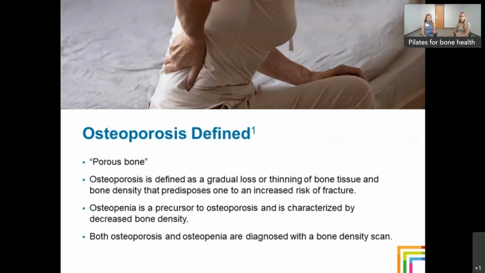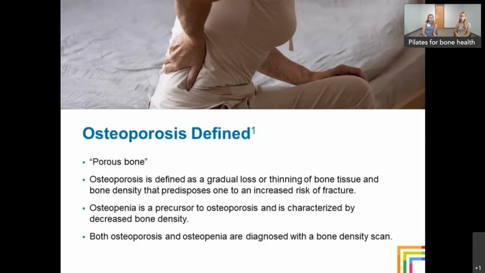So let's talk a little bit more about osteoporosis. Quite literally, osteoporosis means porous bone. It is defined as a gradual loss or thinning of bone tissue and bone density that predisposes one to an increased risk of fracture. And we'll talk a little bit more about why that is. Now, osteopenia is a precursor to osteoporosis, and it's characterized by a decrease in bone density. Many of you have probably heard these terms thrown around, whether at the doctor's office or with friends. So just to clarify what osteoporosis and osteopenia reference.